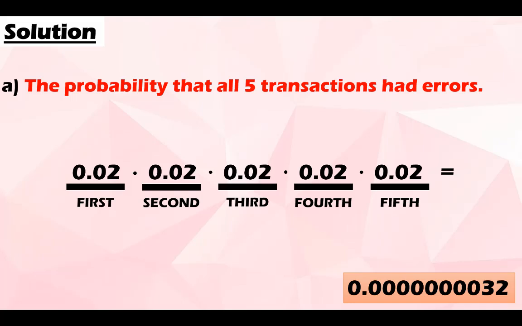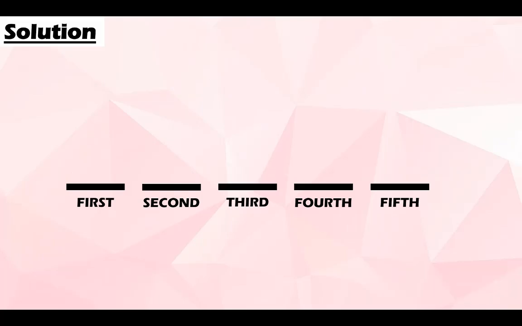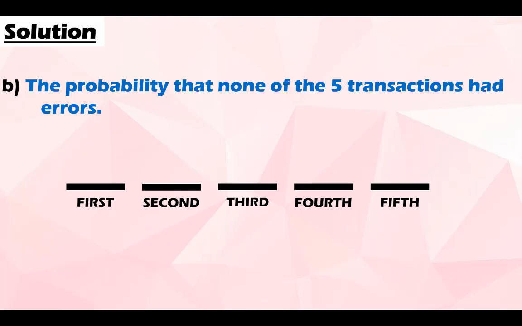For part B, we switch it up a little. The probability that none of the 5 transactions had errors. Well, if the probability of making an error was 0.02, that means the probability of not making an error is 0.98, because those are complements of one another, right? Either you make an error or you don't.